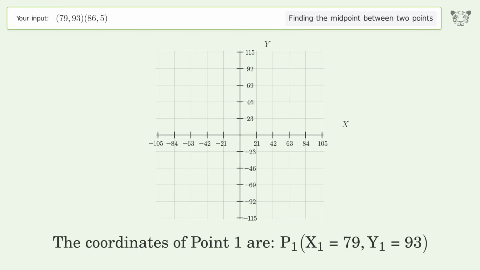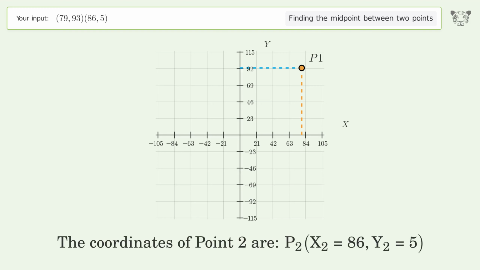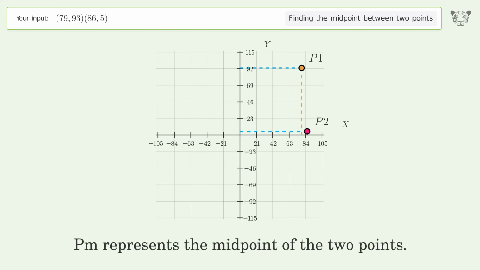The coordinates of point 1 are, x1 equals 79, y1 equals 93. The coordinates of point 2 are, x2 equals 86, y2 equals 5. PM represents the midpoint of the 2 points.